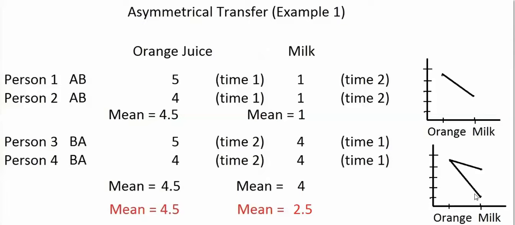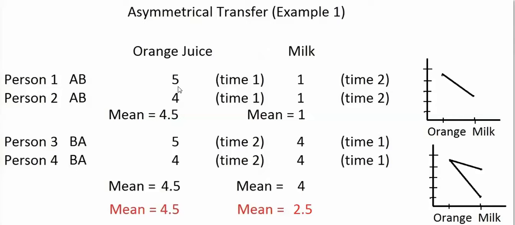So the lines are not parallel because this steep line is connecting orange juice at time 1 with milk at time 2. This line isn't steep at all because it's connecting milk at time 1 with orange juice at time 2. But the main problem with having asymmetrical transfer is that this really low average down here is dragging down the overall average of the milk ratings.